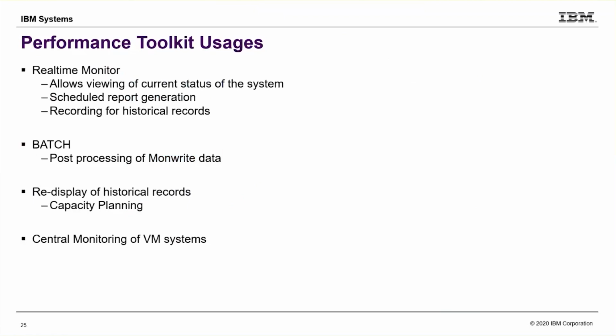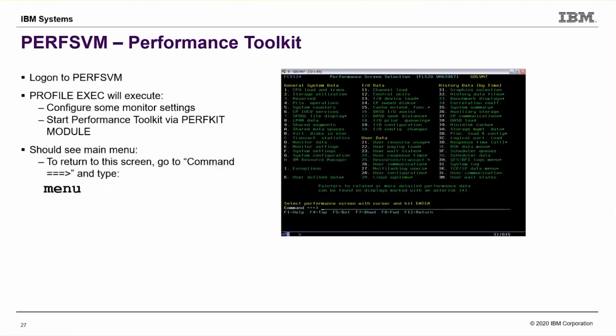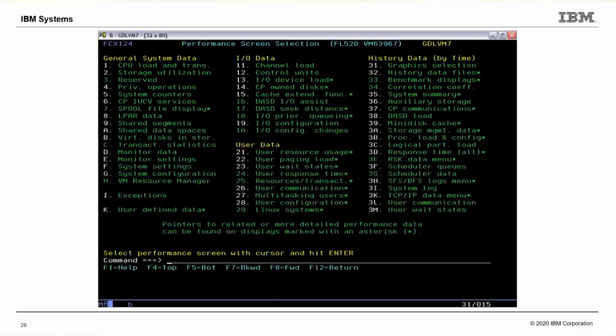You can also do some capacity planning and process the historical records from this, and there are some ways to do central monitoring for that as well. There are some exceptions and other processing that in a later session we'll go into in a little more detail, but really the bread and butter of Performance Toolkit is the real-time and batch mode processing, and also that aspect of passing data on to OMEGAMON. But again, Performance Toolkit, the green screen, gets you to that. Lots of different information is available there.